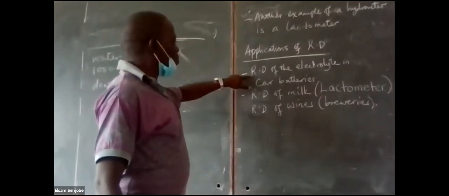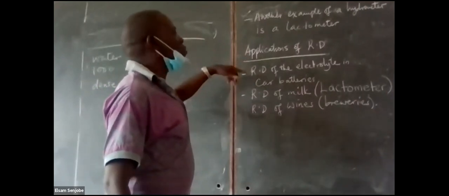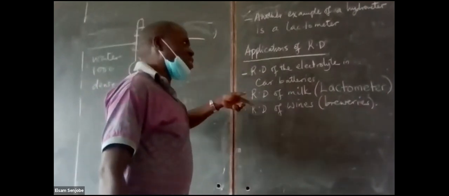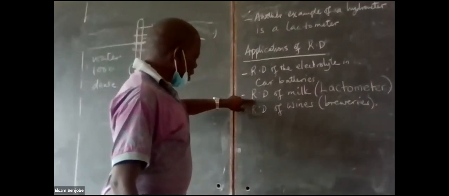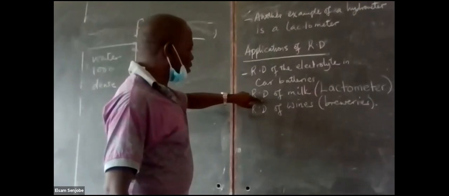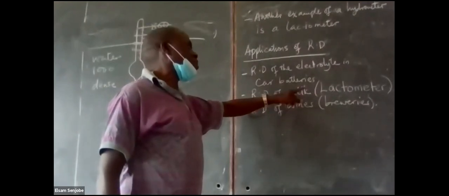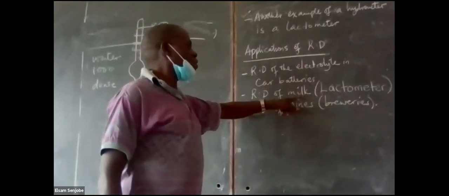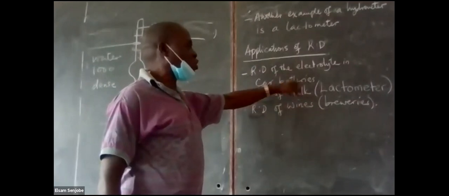If the relative density in a battery goes below the recommended value, then you need to replace your liquid by charging or replacing the battery. If milk has a certain relative density, it can be used for different purposes. For example, you can take milk as liquid milk, you can take milk in ice cream, in ghee, cheese, and so on.